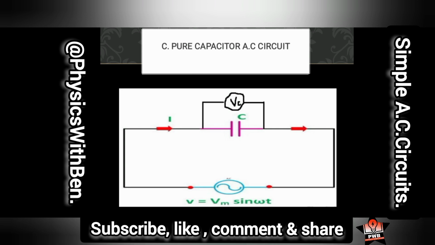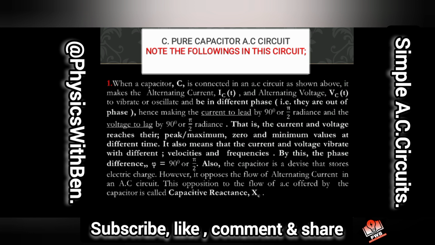Next up, we want to look at a pure capacitor AC circuit. You see the way I arrange this stuff. We look at the general knowledge, a pure resistor circuit, a pure capacitor circuit, as you can see here. So for this circuit, what do you need to know? Summarized here: when a capacitor C is connected in an AC circuit, as shown above, it makes the alternating current and the alternating voltage to vibrate or oscillate and be in different phase.